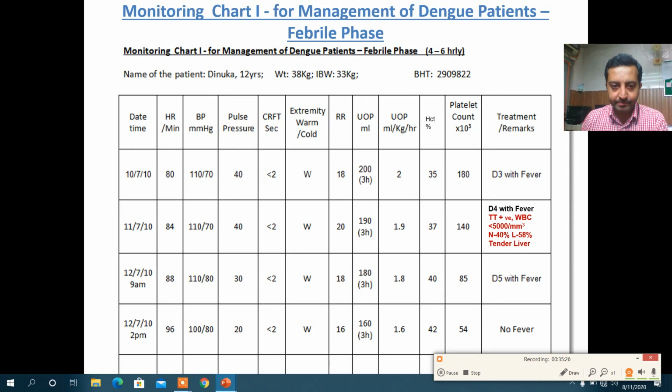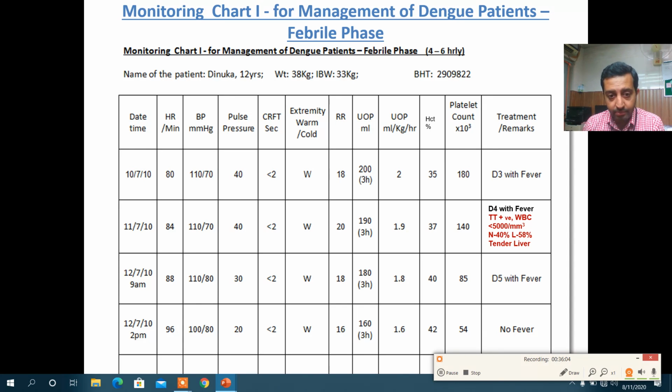ये स्लाइड देखें. इस पेशेंट जो कि 10 तारीख को आया, डे 3 पे फीवर के साथ था, लेकिन इसके सारे पैरामीटर्स नॉर्मल हैं, लैब्स के भी और वाइटल्स के भी. 11 तारीख को आप देखें फीवर है और टेंडर लीवर आना शुरू हो गया. टेंडर लीवर का मतलब है कि डेंगी क्रिटिकल फेज स्टार्ट हो गया. और डे 5 पे देखें अभी भी फीवर है. डे 6 पे देखें तो अब उसको कोई फीवर नहीं है.